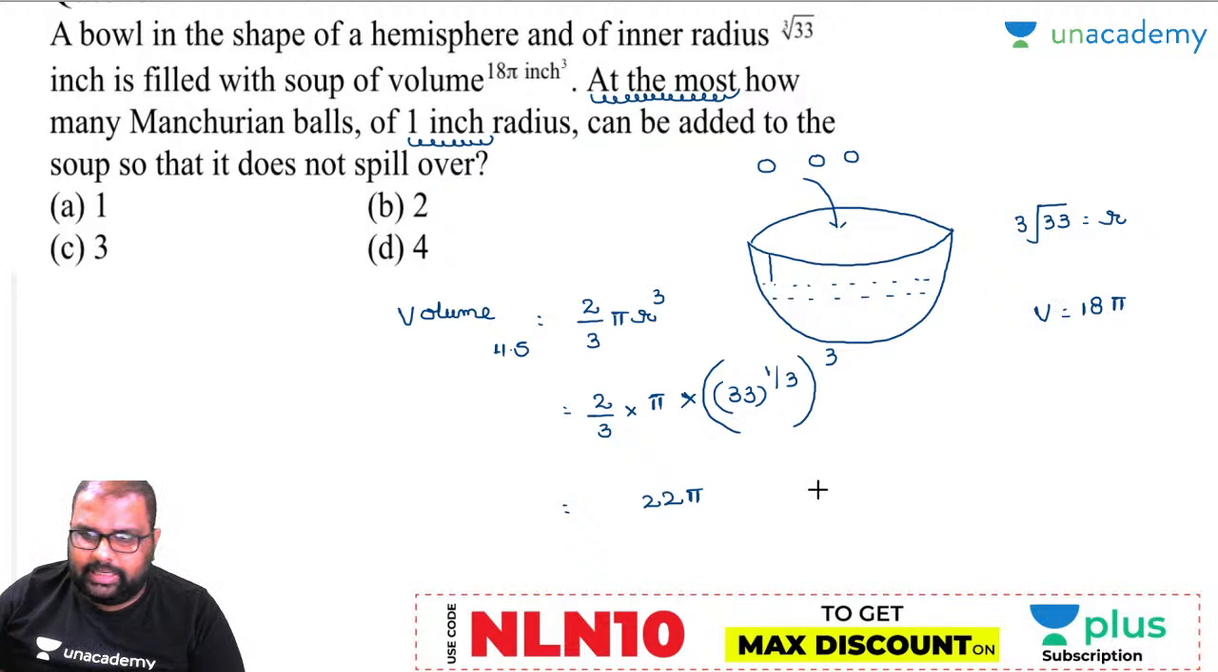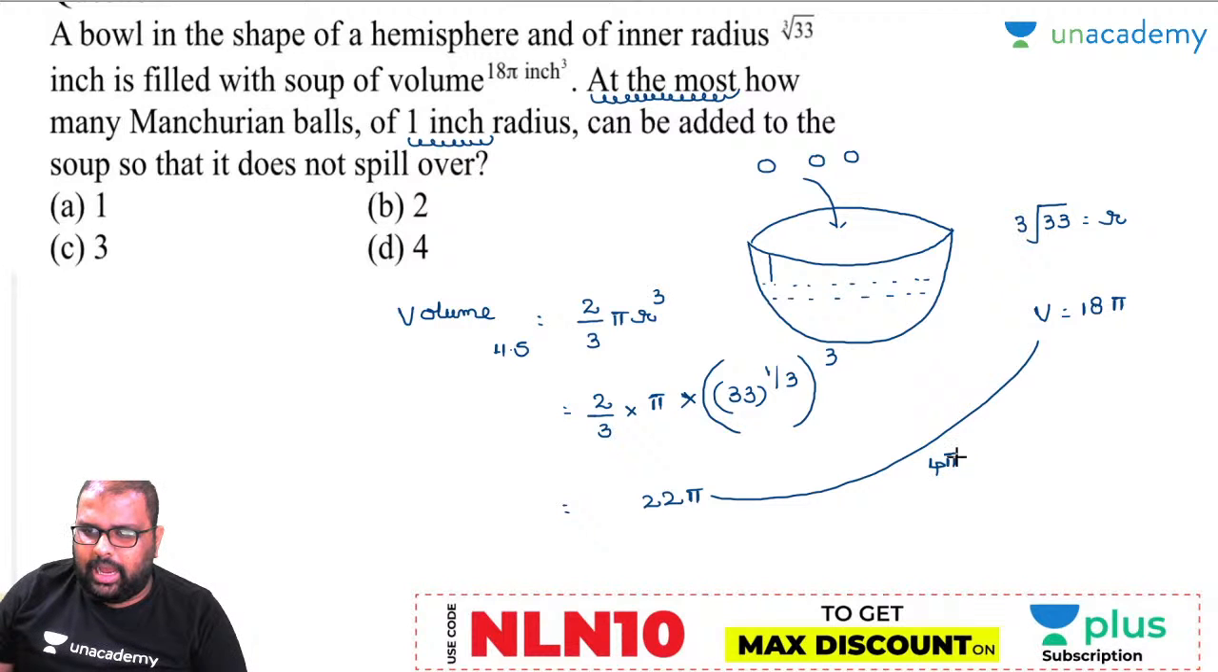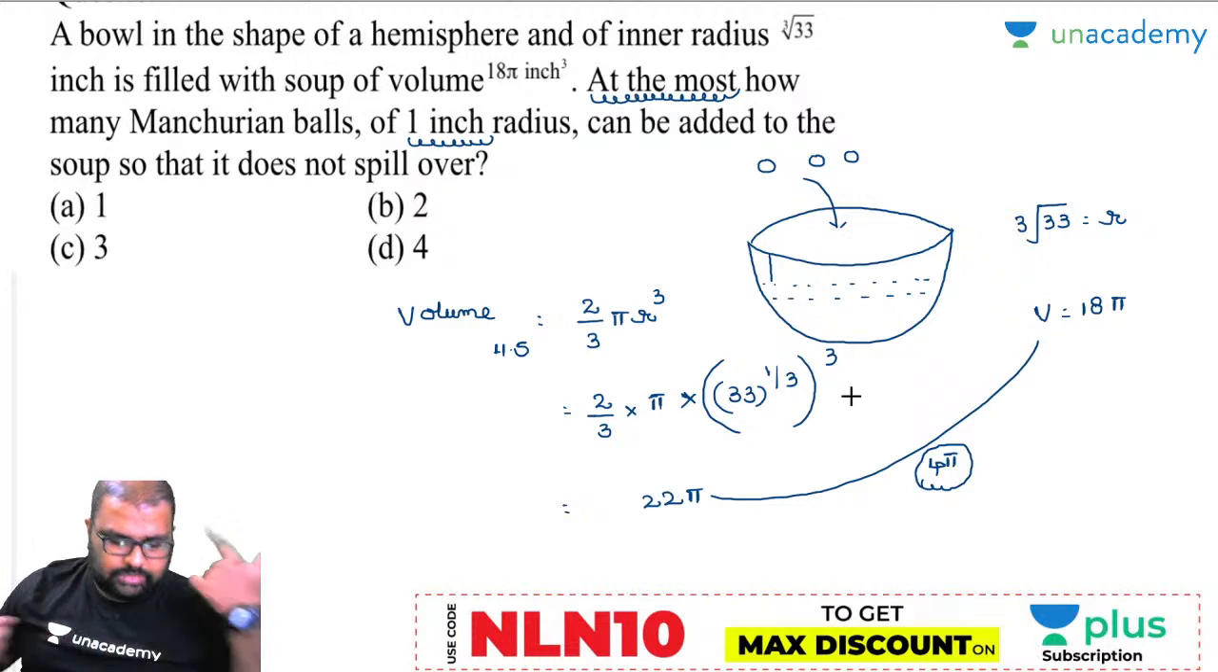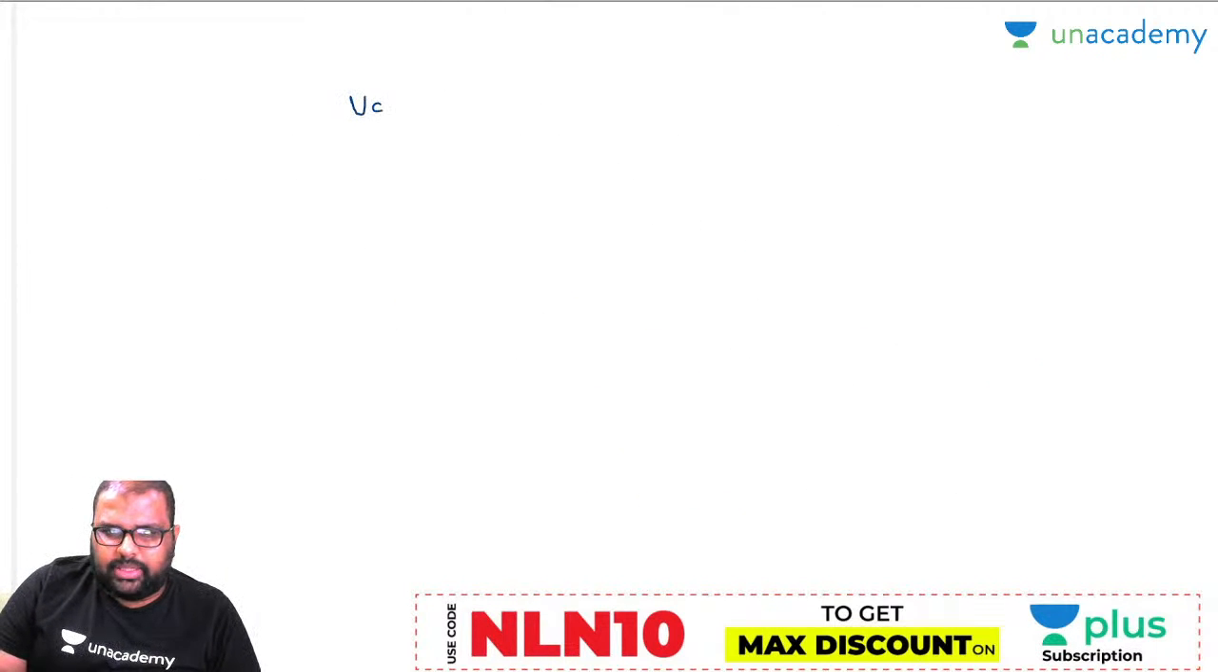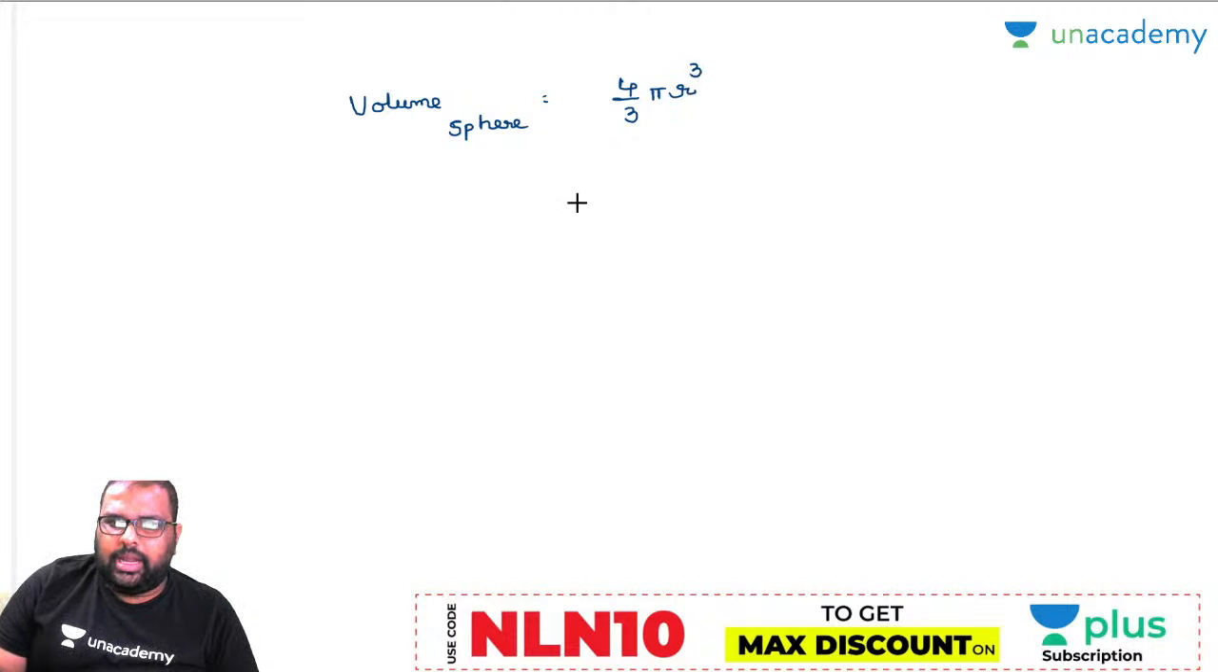Soup content is 18 pi. So the remaining space in the hemisphere is 4 pi. Am I right? So you can add Manchurian balls of volume 4 pi into the soup so that it will not spill over. So first you have to know the volume of the sphere also. Manchurian balls will be in the shape of a sphere, right? So that's why you have to take in this format. So volume of the sphere is nothing but 4 by 3 pi r cube.